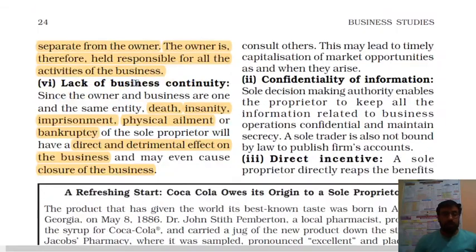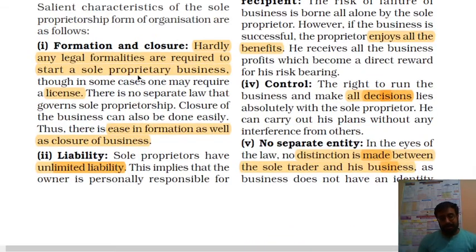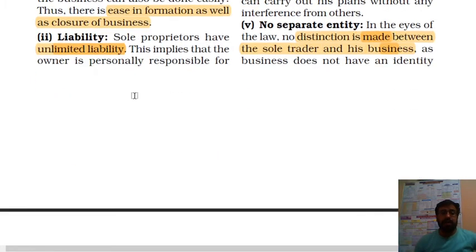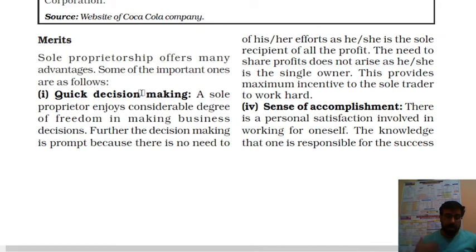So here we finish the features of the sole proprietorship and its introduction. In the next class we will be discussing the merits and demerits of sole proprietorship, right? Till that time please carefully read the NCERT. If you have any doubt, please write it and ask me in the comment box, right?